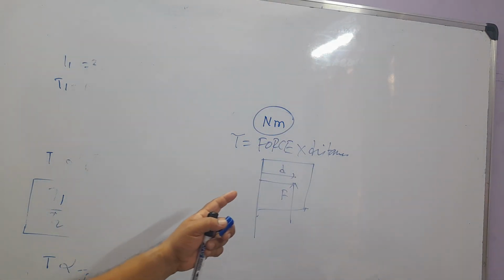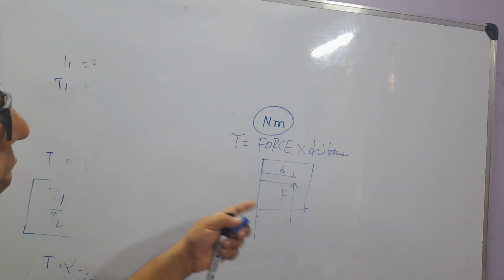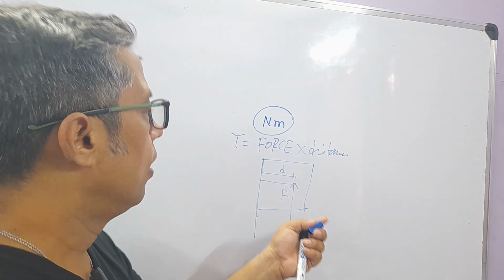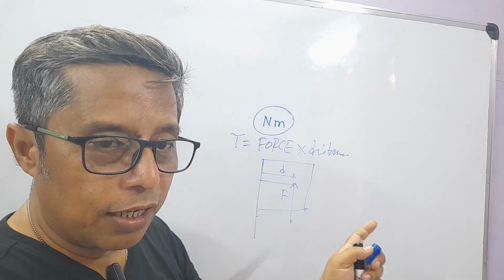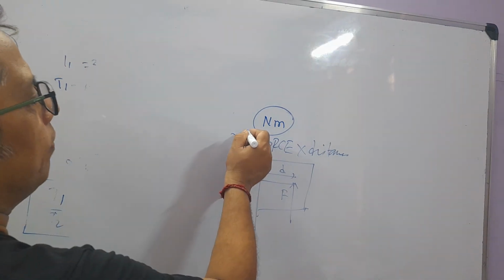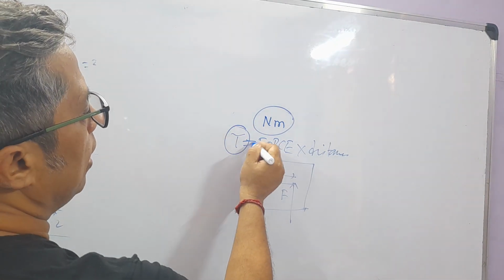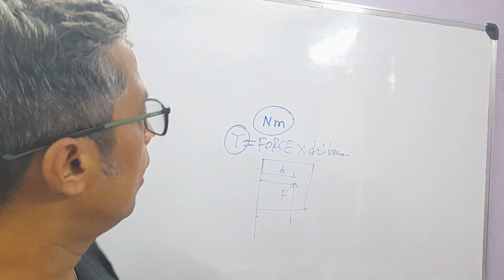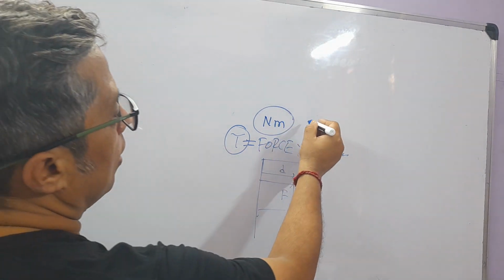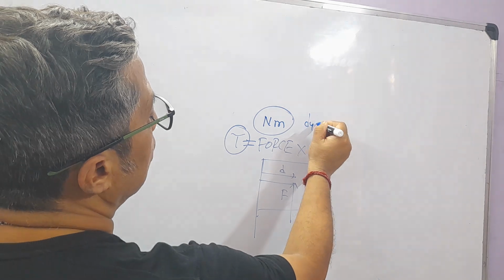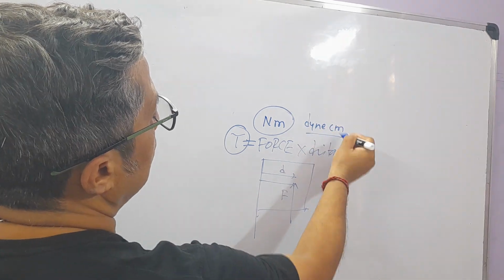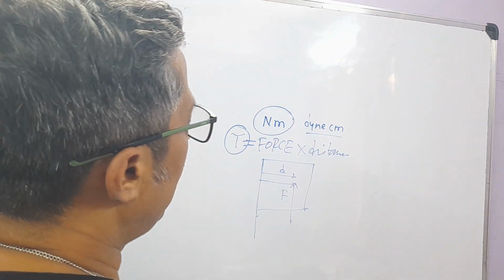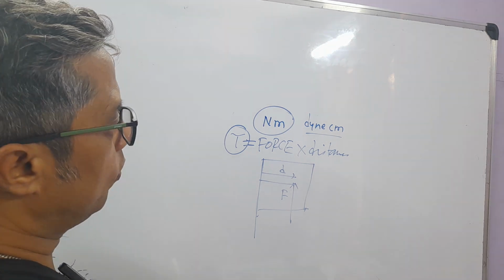So moment of force, torque and turning effect of force, these three are the same thing, right? In class 11 you will know it as torque, and in class 10 and class 8 you will only get the word moment of the force, fine. So the unit is Newton meter, and the CGS unit will be dyne centimeter. So this is about the torque.